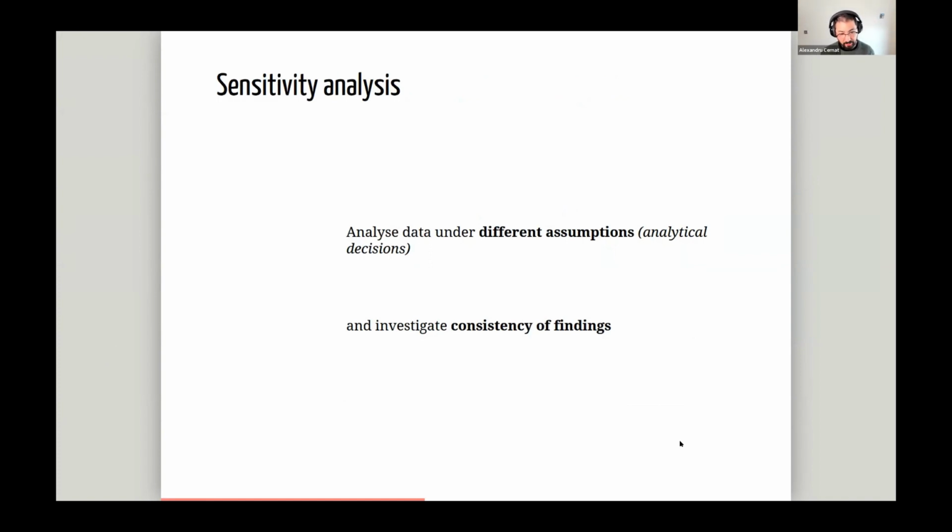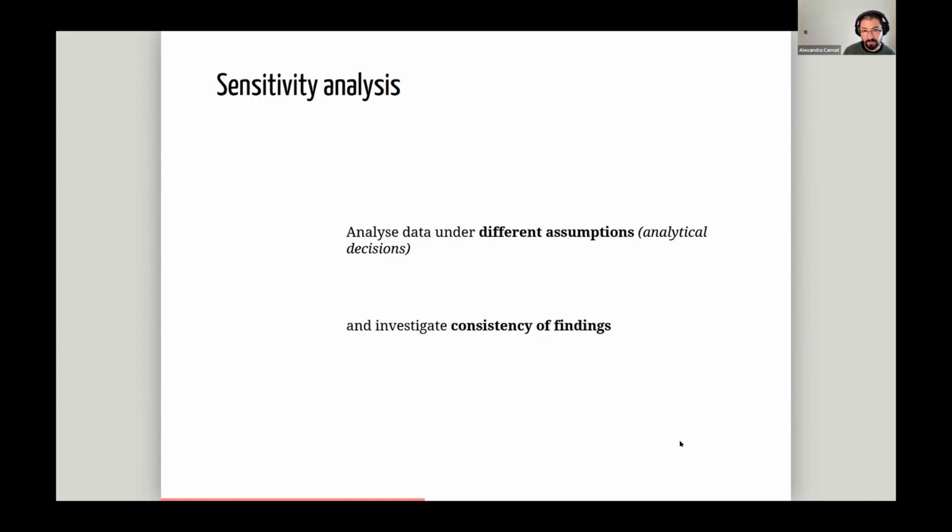Finally, the first solution I want to discuss is sensitivity analysis. This is something that, as researchers, we've been doing and we've been trained to do for a long time. The idea is to do the analysis under slightly different assumptions and see if we find the same results or not.